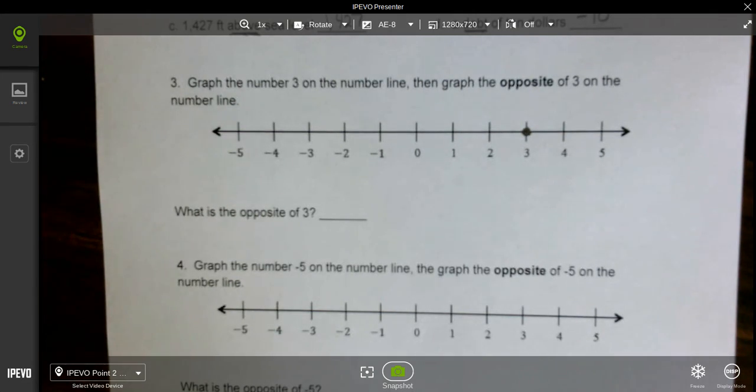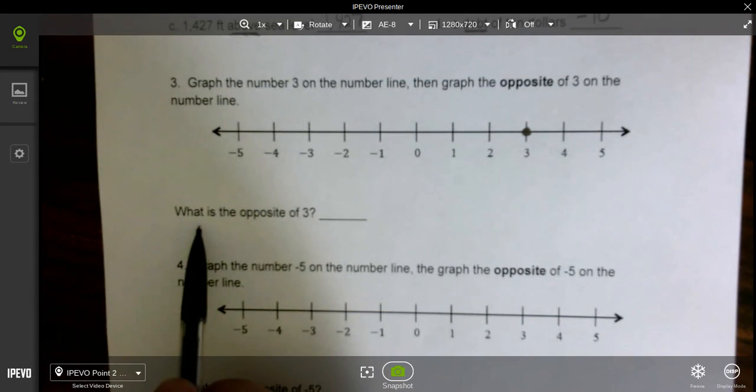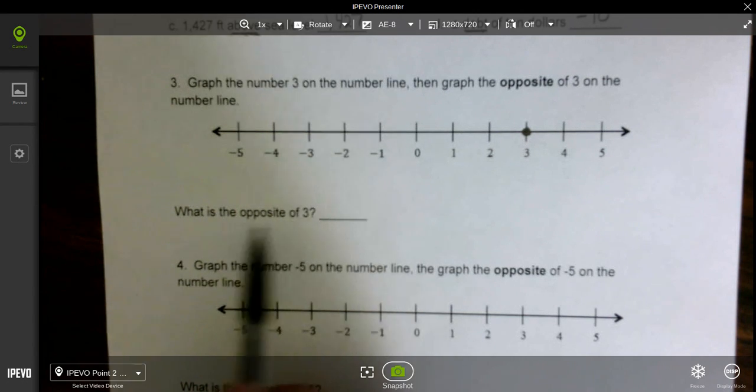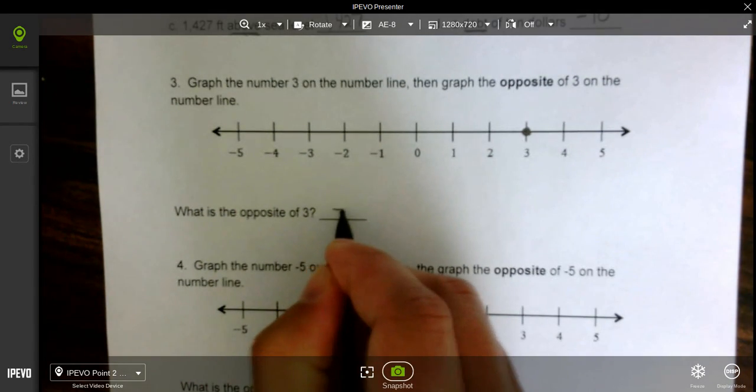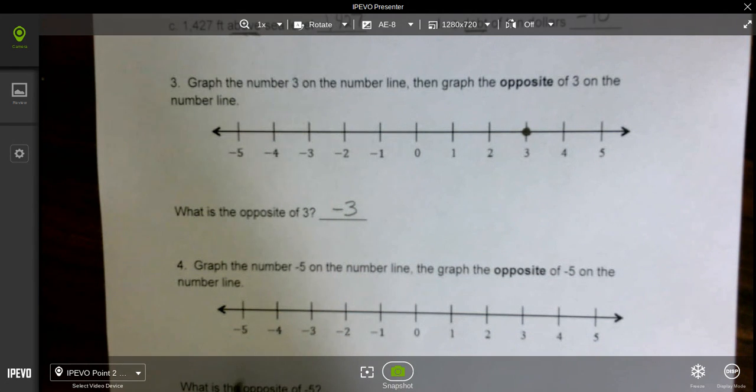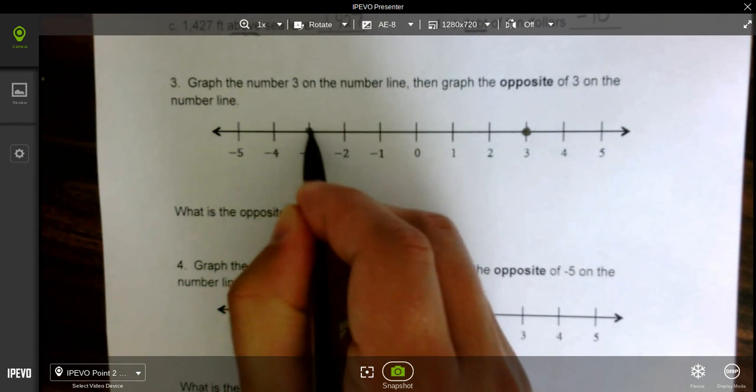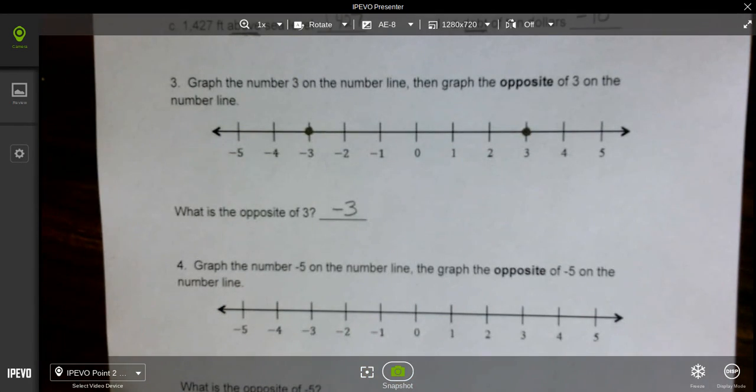Now it says to graph the opposite of 3 on the number line, and so we have to know what the opposite of 3 is. Well, the opposite of 3 is going to be -3. And so I find where -3 is located on the number line, and to graph it, I simply just put a little dot where I see -3 on the number line.